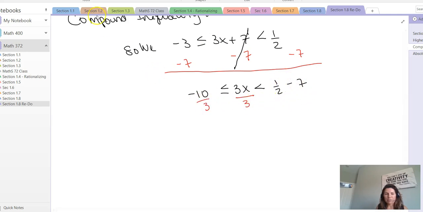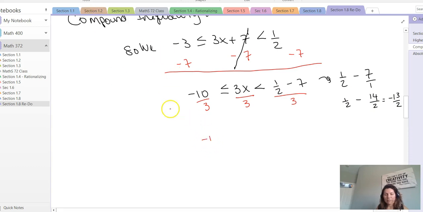Oh, we need to simplify what that is. So let's do it here on the side. What's 1/2 minus 7? Get a common denominator. So you can write 7 as 7 over 1. So you have 1/2 minus 14/2, which is -13/2. So when I divide this by 3, I'm really dividing -13/2.